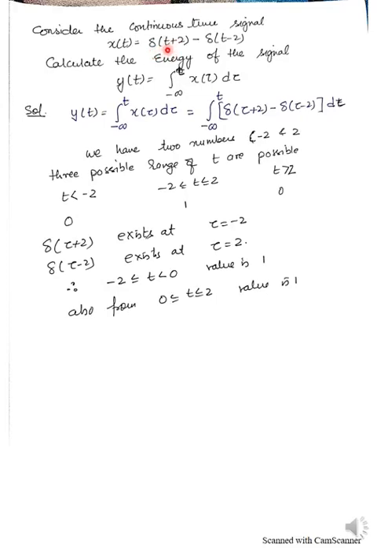If we are using this function or signal, it will be defined where whatever you have inside the bracket is put equal to 0. So this signal will be defined at t plus 2 equals 0, or you can say it is defined at t equals minus 2, and this will be defined in a similar way at t equals 2. So we have to calculate the energy of the signal y(t), which equals the integration from minus infinity to infinity of x of tau d tau.